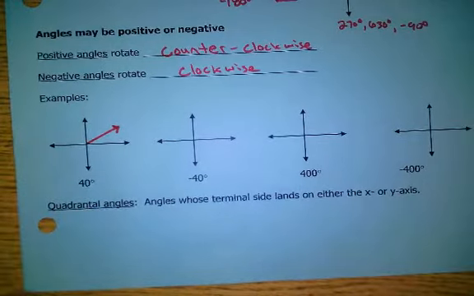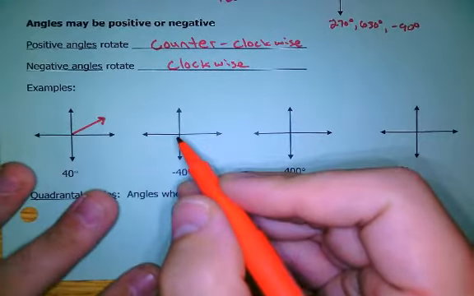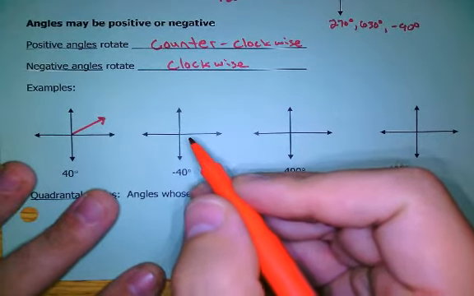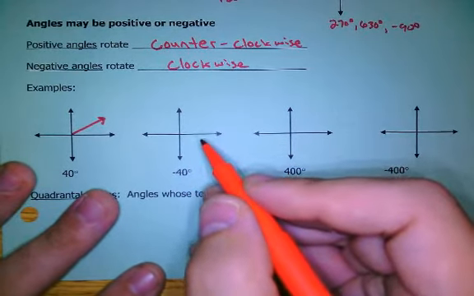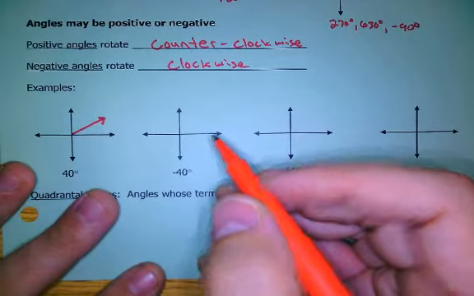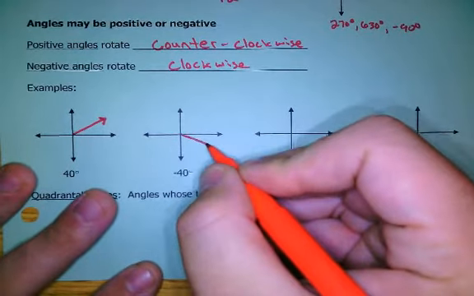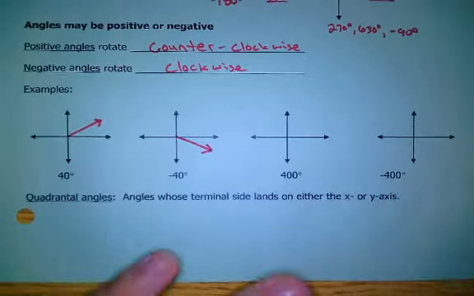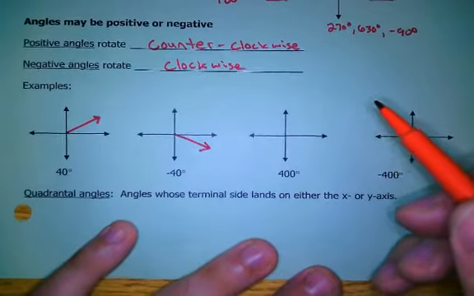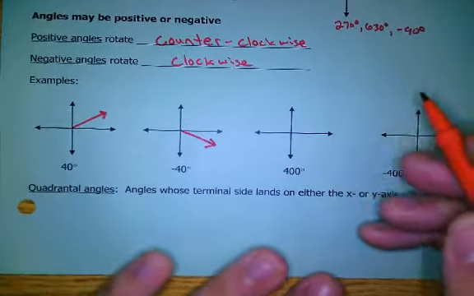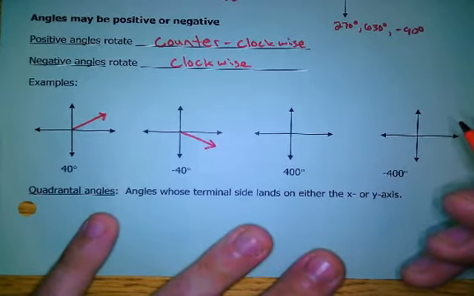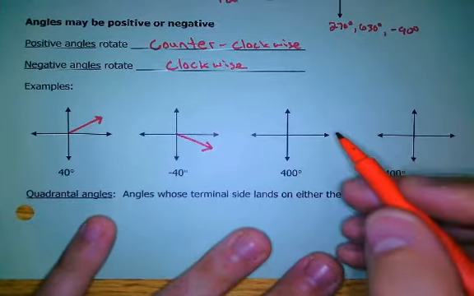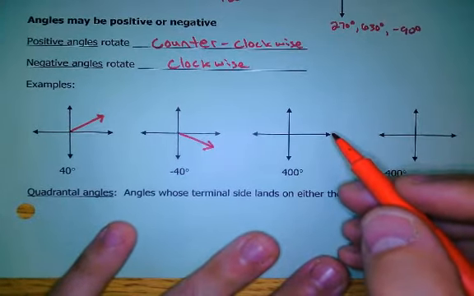What about negative 40? What quadrant am I in? Fourth, but from the standard position, am I a little bit more than half or a little bit less? A little bit less. Take that finger and go 400 degrees with it. Where do I end up? It's the same as the first one.